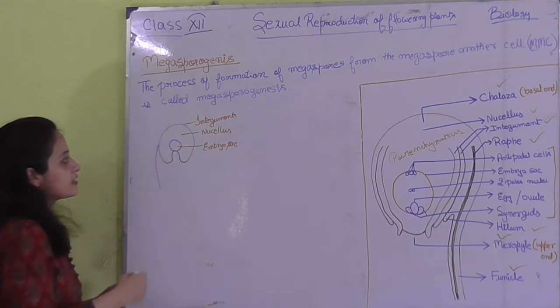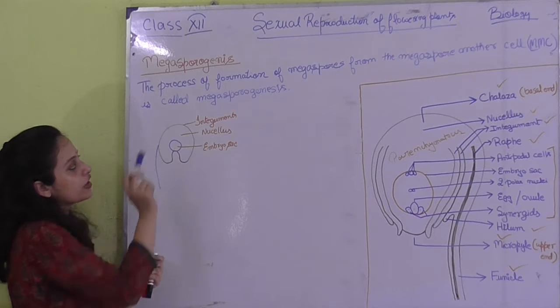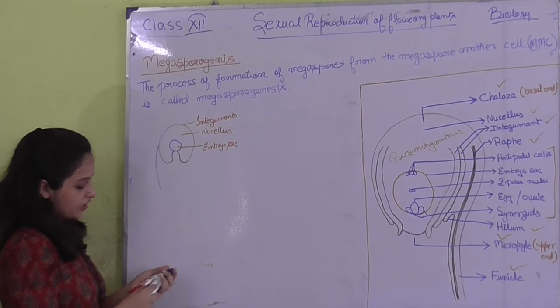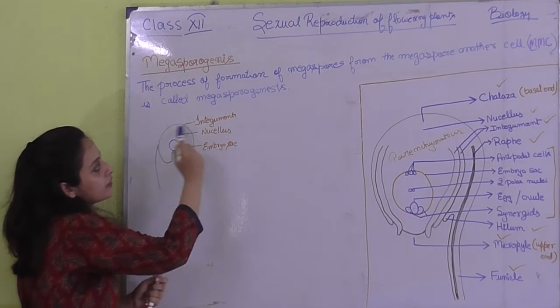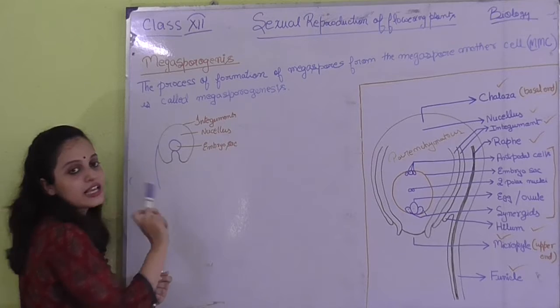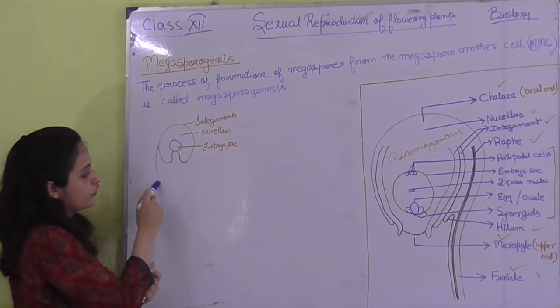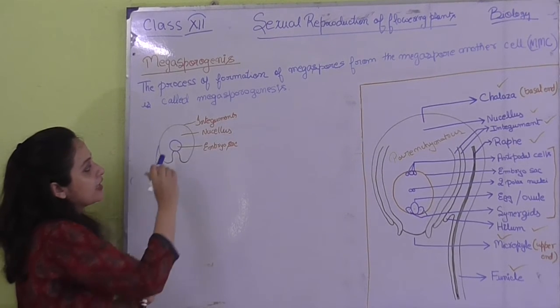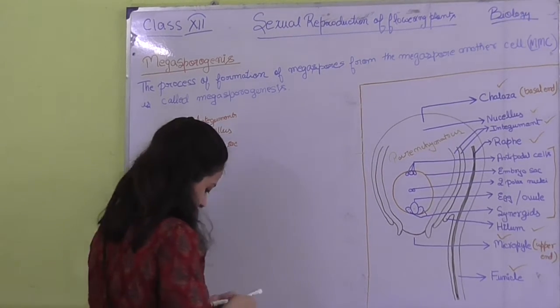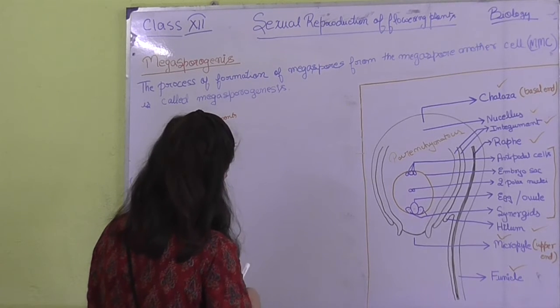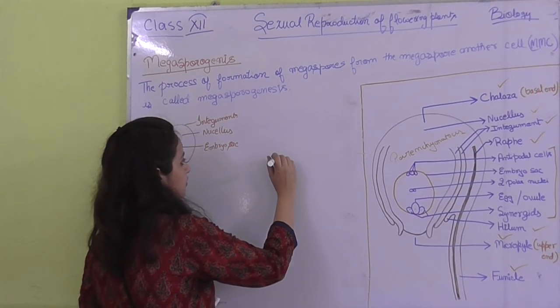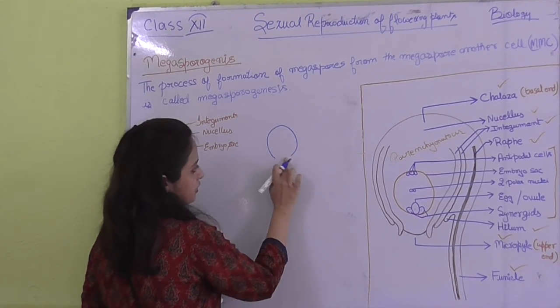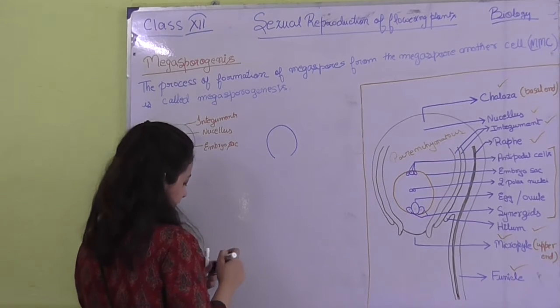So what happens? This is the ovary. This is the ovule, sorry. On the ovule, these are the coverings. As you can see, the integuments we know, the nucellus we know, and the embryo sac, and this is the funicle. So what happens in the embryo sac? I will draw it like this. So this is the opening part, which is the micropylar end.